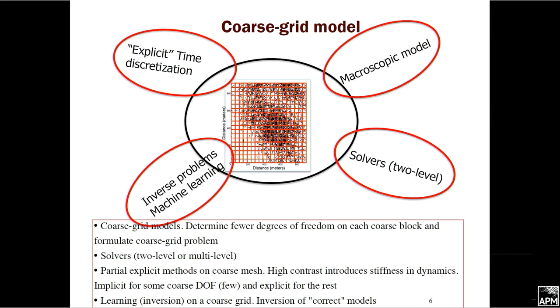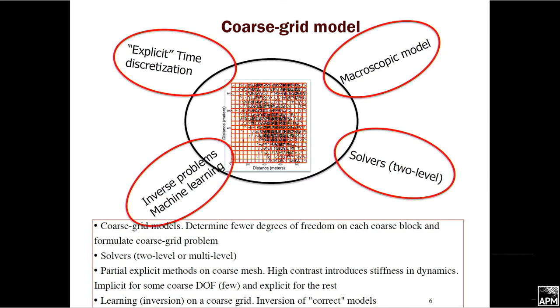The second thing is, if you can write a good model, you can use it for solvers. Numerical solvers work by coarsening the problem to some coarse grid, solving it, and then trying to correct the solution. If you don't have a good coarse model, you won't converge. This is a mathematical fact.